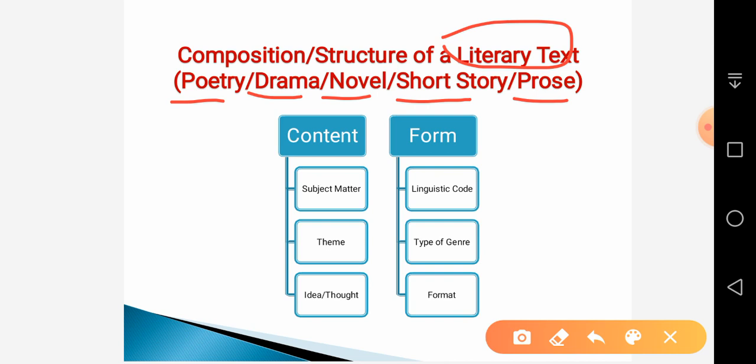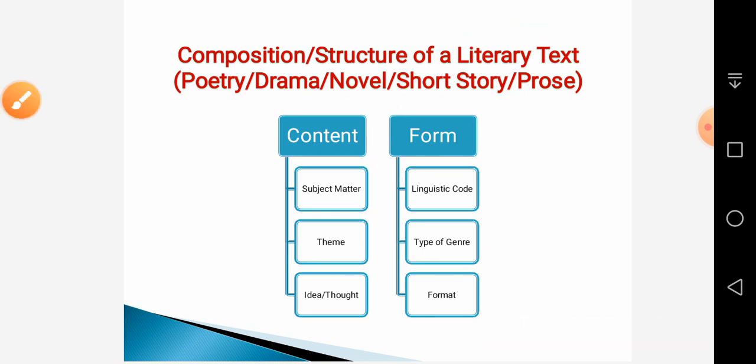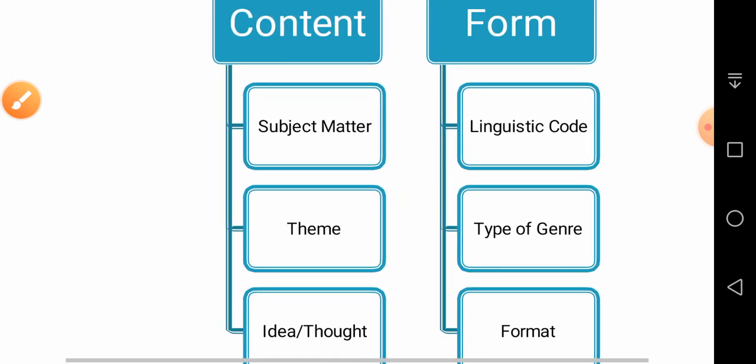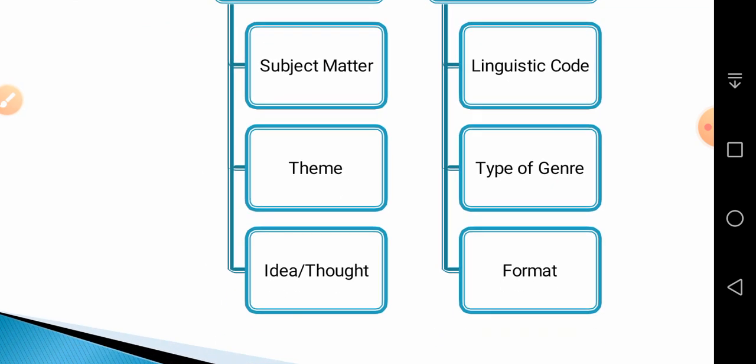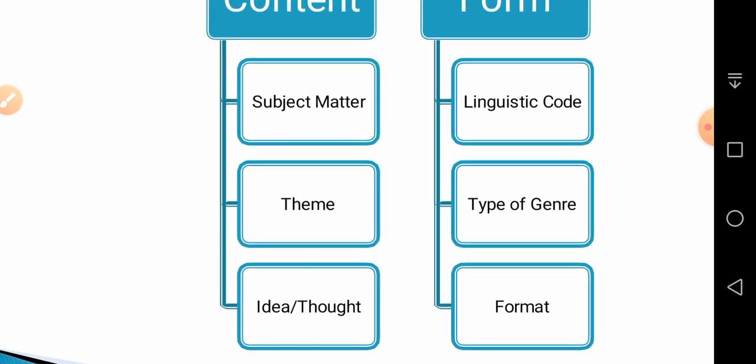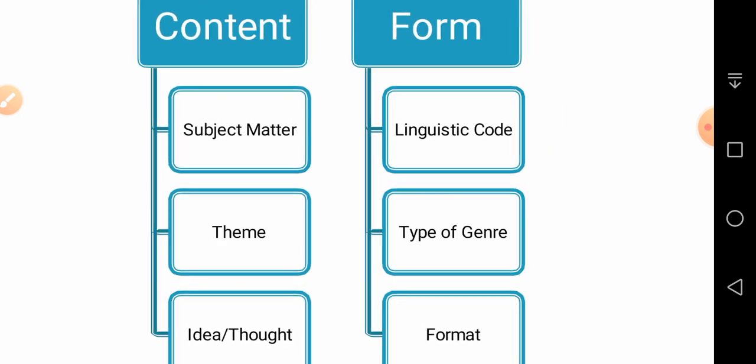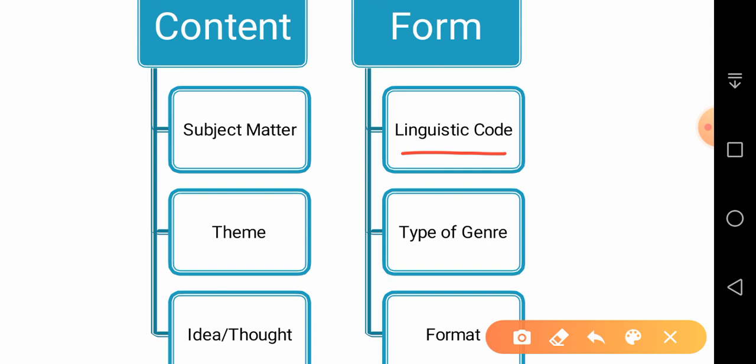So each piece of literature has two main components. One is known as content, another one is known as form. So content means the idea or the subject matter or theme or thought. So these three terms are synonymous terms, and form means the linguistic code, particularly the language, then the type of genre, and then the format or design.